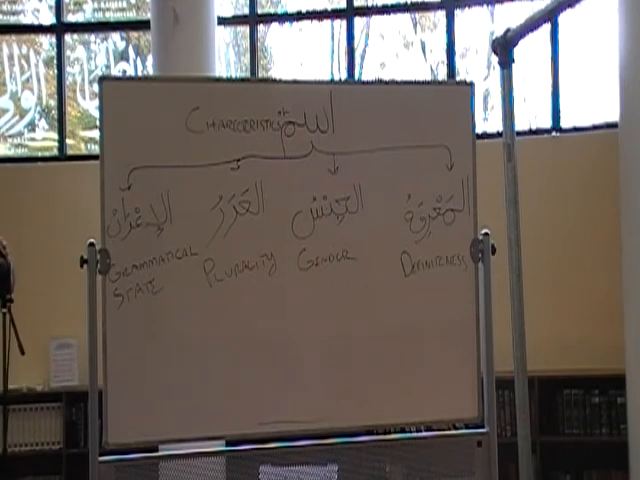So once you've identified that a word is an ism, you want to be able to identify its definiteness. You want to be able to identify its gender. You want to identify its plurality. And you want to identify its grammatical state. Okay? So, inshallah, we'll go into details about each of these four characteristics of the ism. How to identify its definiteness first.